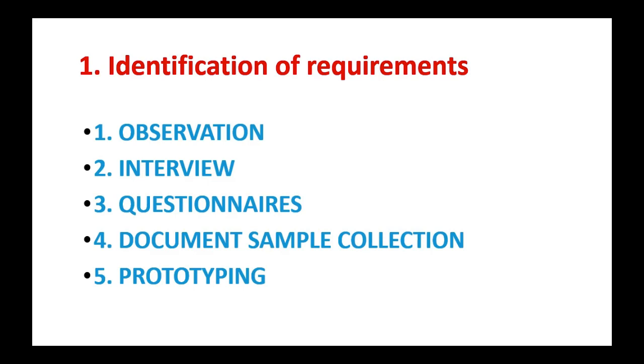First one, observation. It means that we have to go to the place or the institute where they are going to develop the system, and we have to observe that place very clearly. Second one, interview. We interview the workers and the administration and so on, the people there. Third, questionnaire. We produce a defined questionnaire, give it to them, and get the necessary information.